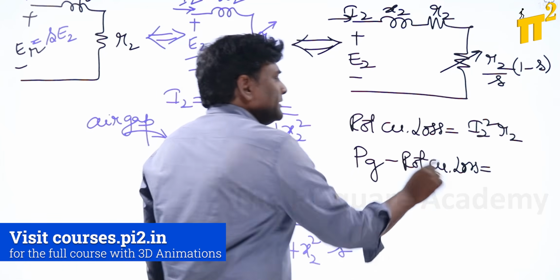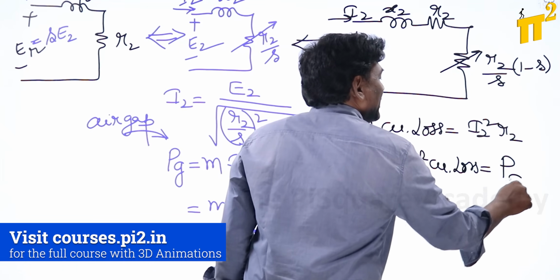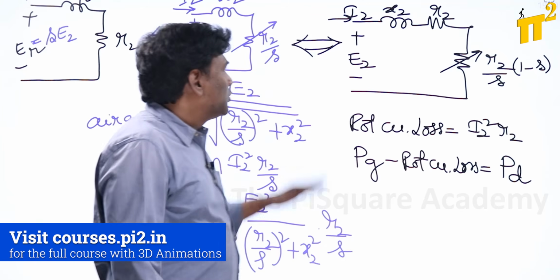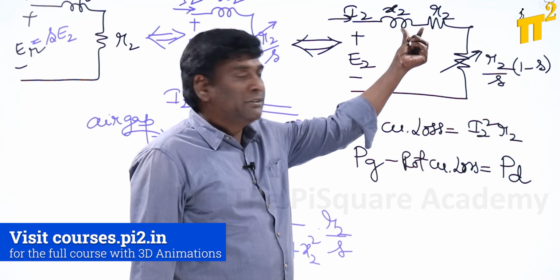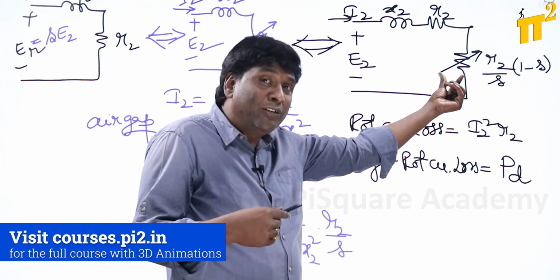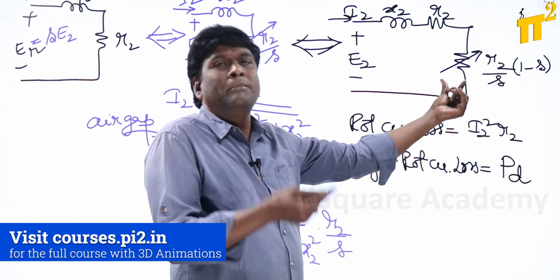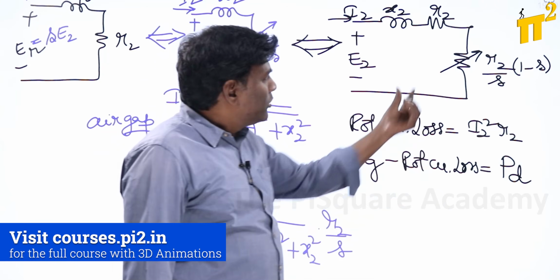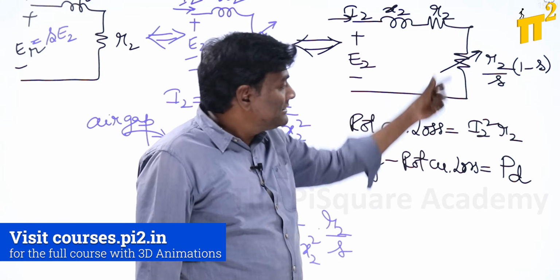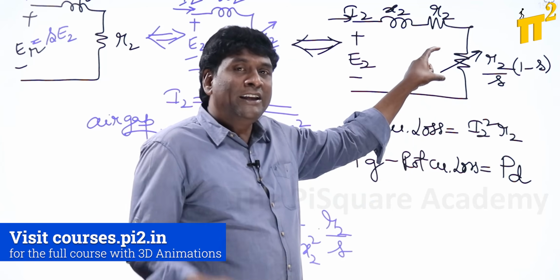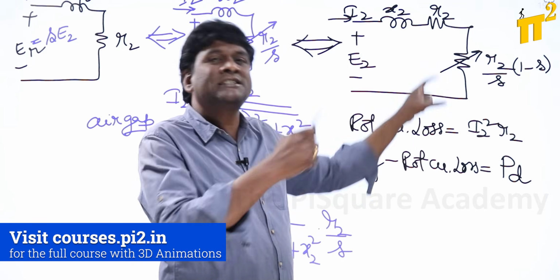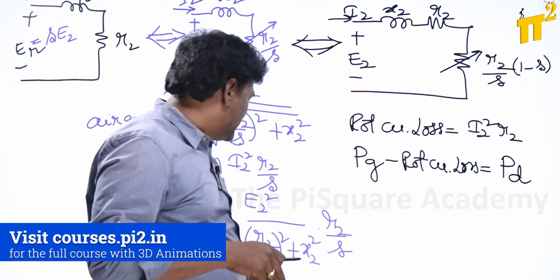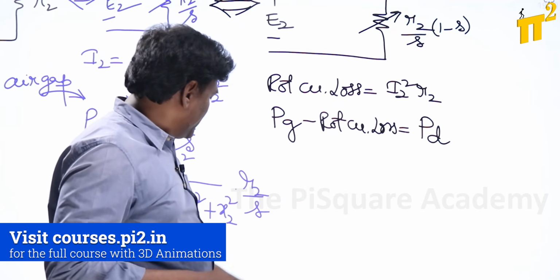Now this is going to be the power developed. So air gap power minus rotor copper loss is going to be the equivalent power developed, which will be converted into the mechanical side. Now out of this power, maybe PD, if you deduct mechanical losses, the shaft power will come. About that we will see later. As of now, this is going to be the thing.